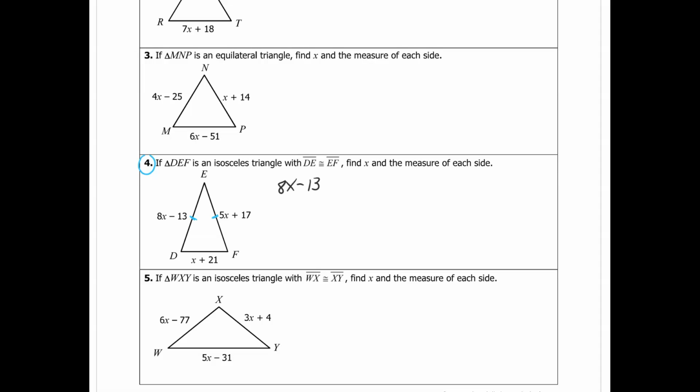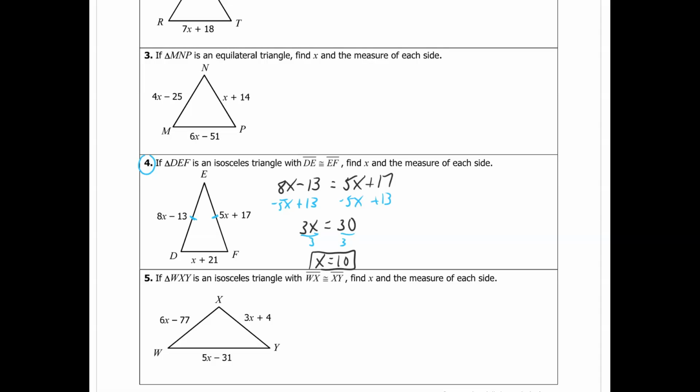8x minus 13 equals 5x plus 17. And then we'll just subtract 5x from both sides. May as well add 13 to both sides. And we end up with, on the left side, 3x. On the right side, 30. Dividing by 3. I just gave away the answer, didn't I? Dividing by 3 tells us that x equals 10. So we're on our way.